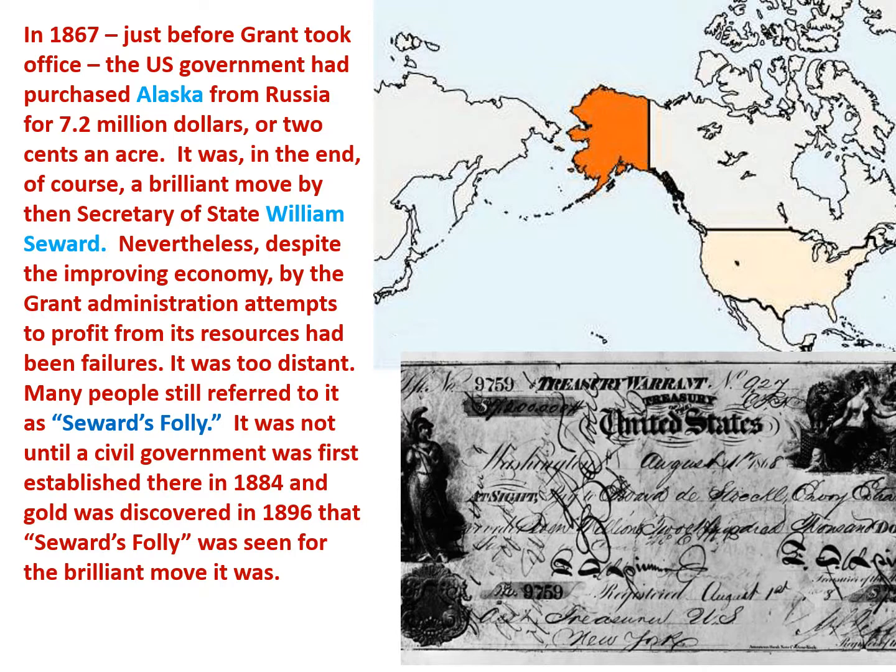It was, certainly in our view, but truly in the end, a brilliant move, of course, by then Secretary of State William Seward. Nevertheless, despite the improving economy by the Grant administration, attempts to profit from its resources had been failures. It was too distant. Many people during the Grant administration still referred to it as Seward's folly. It really wasn't until a civil government was first established there in 1884 and gold was discovered in 1896 that Seward's folly was seen for the brilliant move it was.